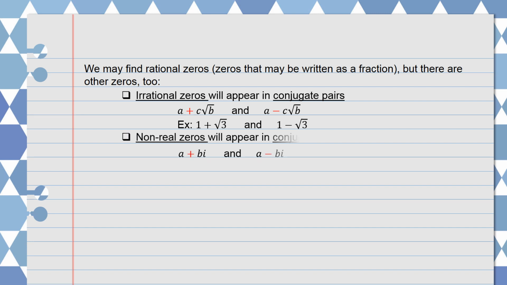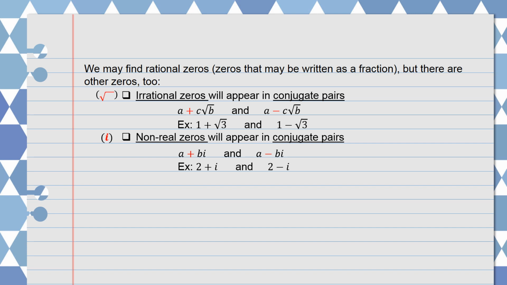Next, we also have non-real zeros. Non-real zeros will also appear in conjugate pairs. Now, non-real means it must be imaginary. So we have a plus bi and a minus bi. Again, to look at an example, that possibly could be of the form 2 plus i and 2 minus i. Overall, the clue to look for is if you see a square root, then automatically you will have its conjugate pair. The other option is if you see an i, it too will appear in conjugate pairs.